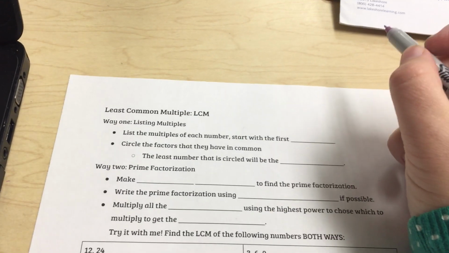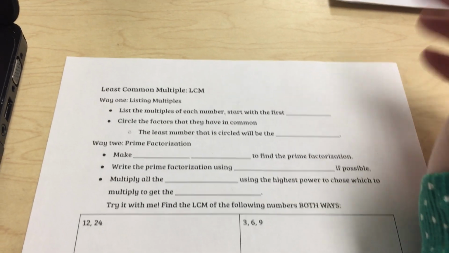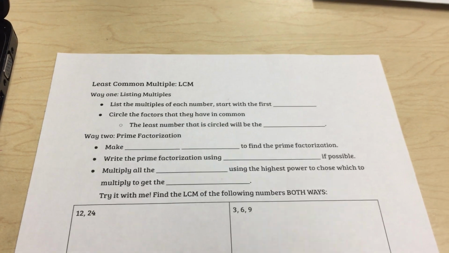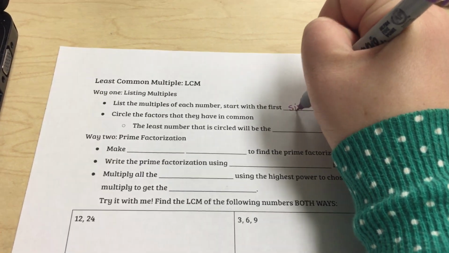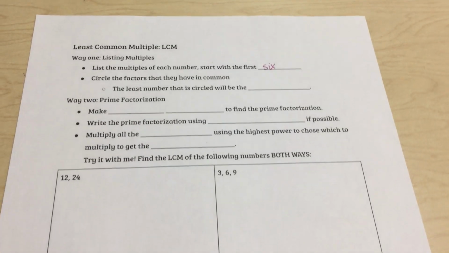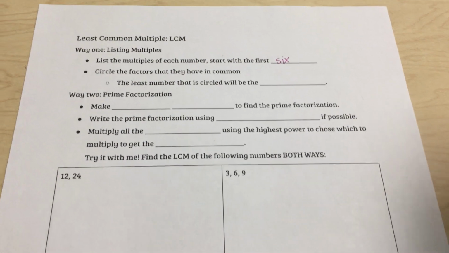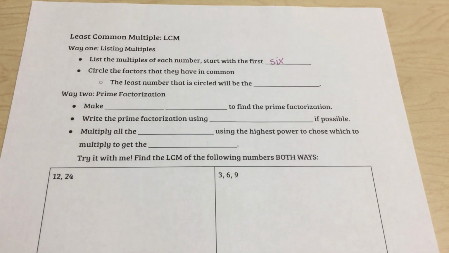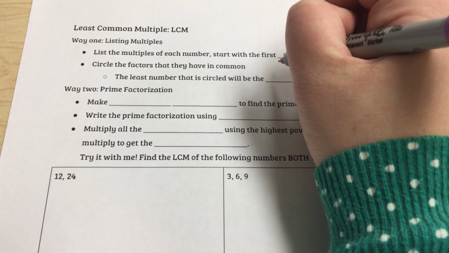So, when we're trying to do our multiples, there's two ways to find LCM. The first way is to, of course, list your multiples. If we're going to do that, we're going to list the first 6 multiples of each number. So I'm going to show you that first, this method, down here in a second with this 12 and 24. Once we list our first 6 multiples of each, you're going to circle the ones they have in common.